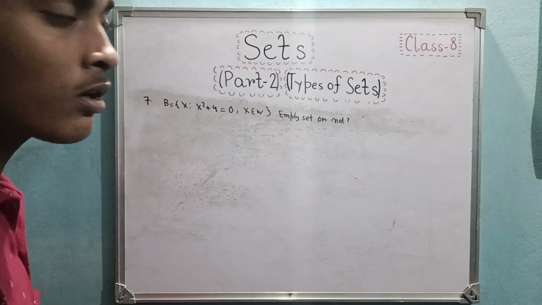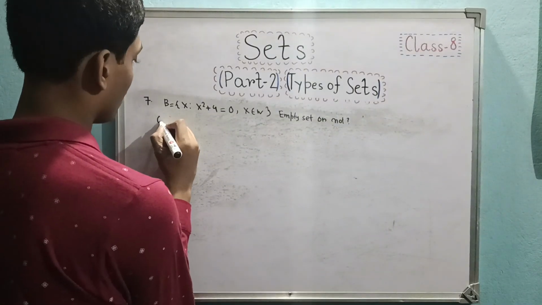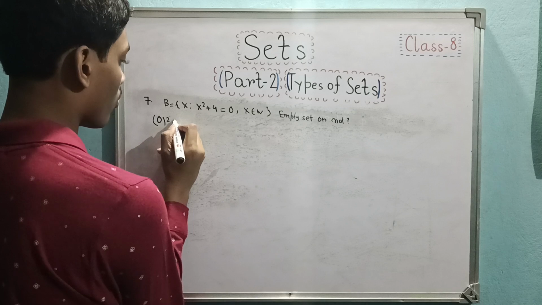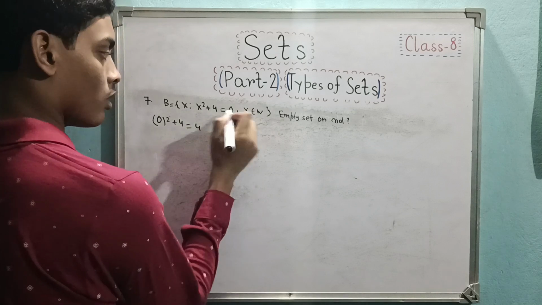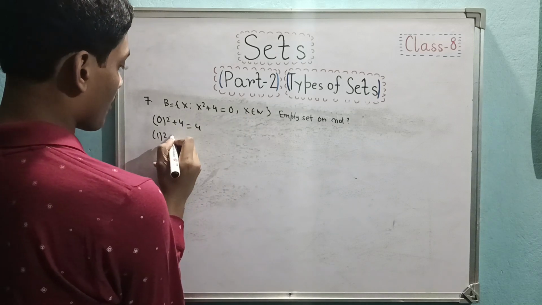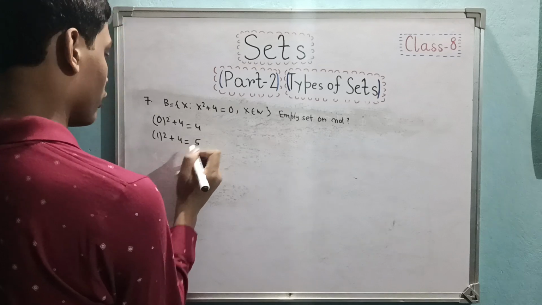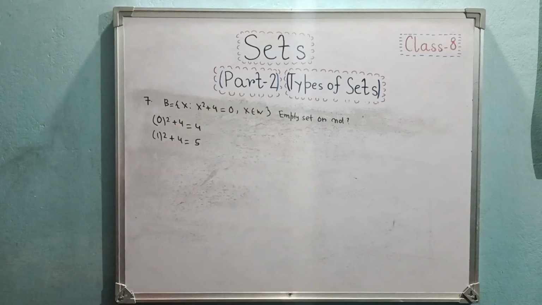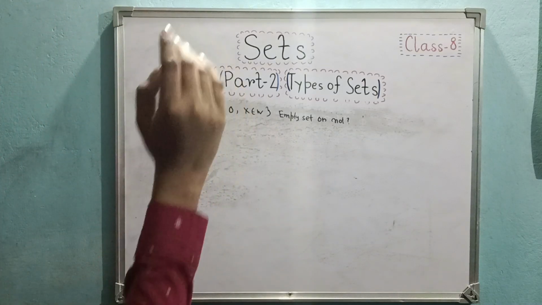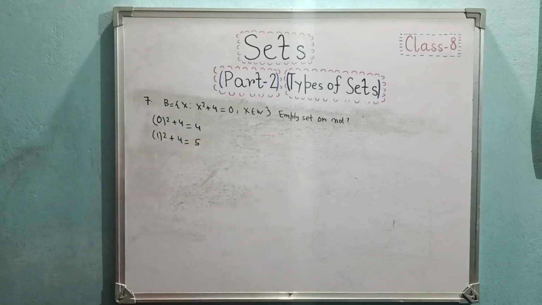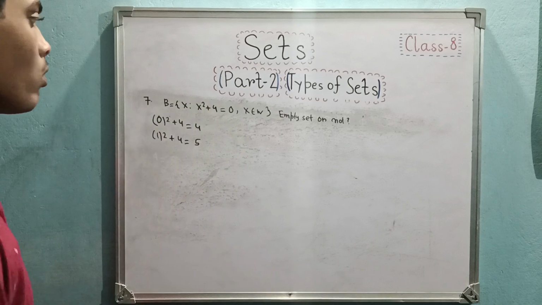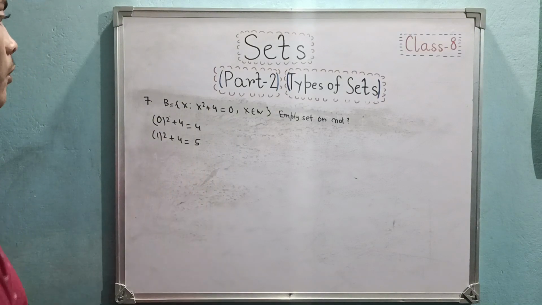So what is the first whole number? 0. 0 square plus 4 is 4, which is not equal to 0. 1 square plus 4 equals 5, not equal to 0. And like this it will keep going on, endlessly. 2 square is 4, plus 4 is 8, and it will keep increasing. So no whole number square plus 4 is equal to 0.